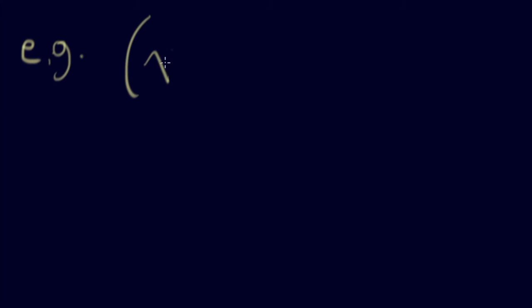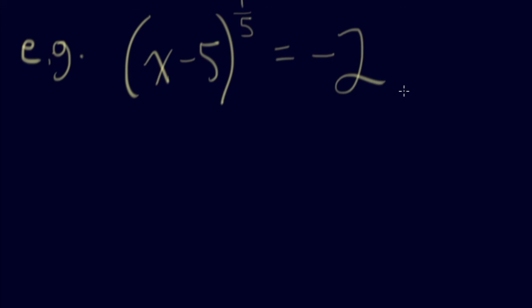All right, if we had x minus 5 to the power of 1/5 equals -2, I wouldn't really know where to start, because we can't just go and do x to the 1/5 minus 5 to the 1/5. We just can't start doing that. That's not going to work. So you've got to be thinking, how could I get rid of the 1/5?